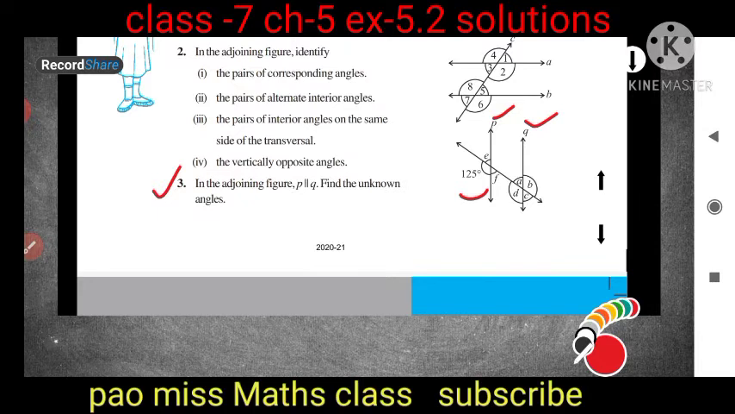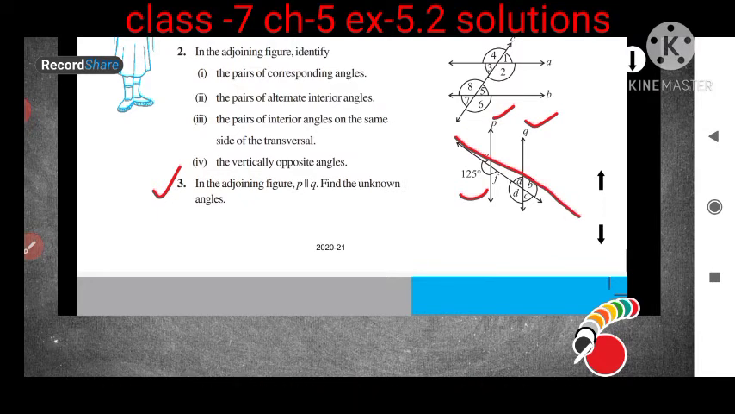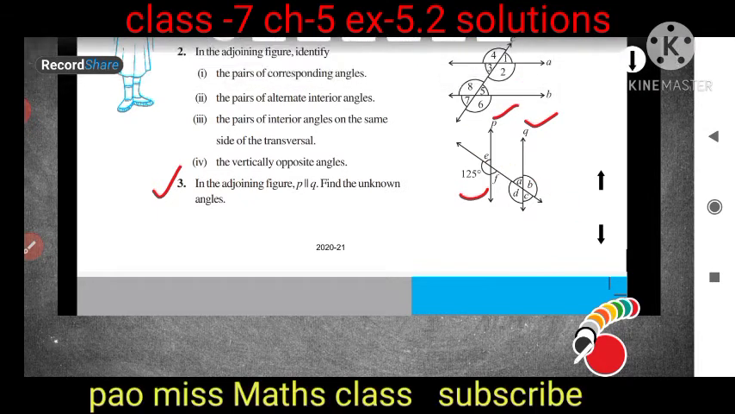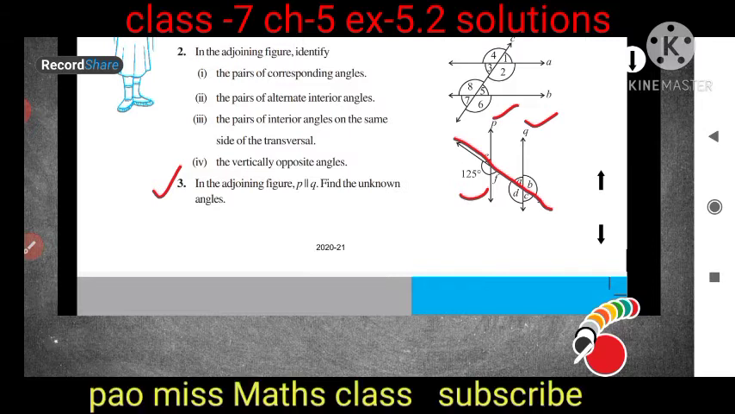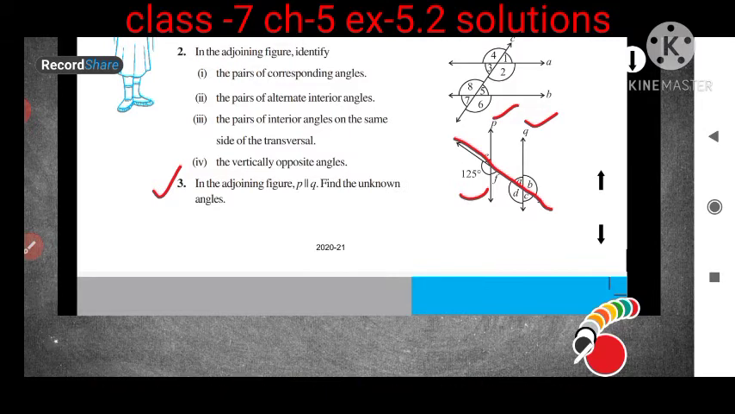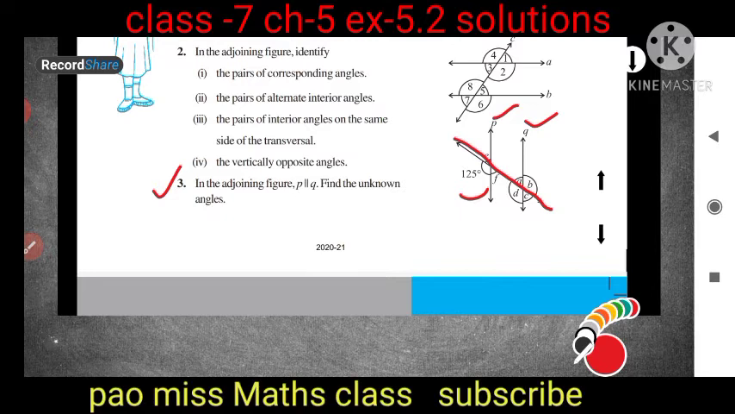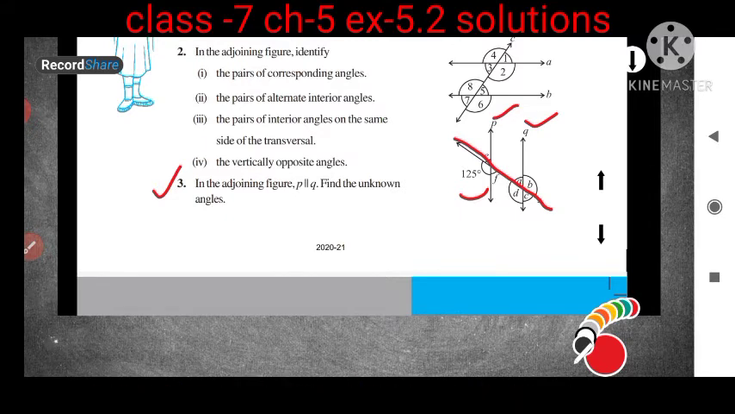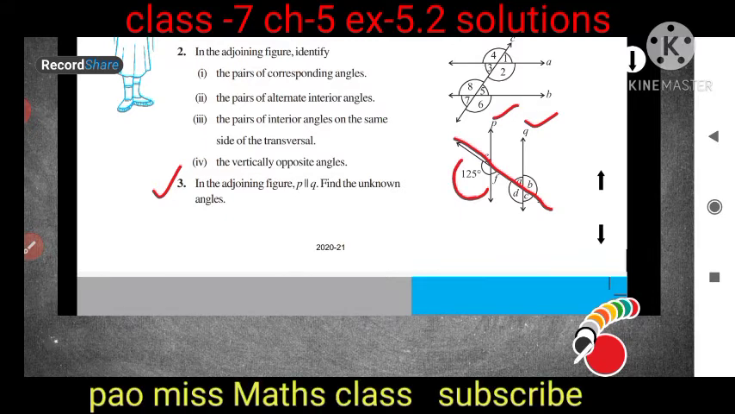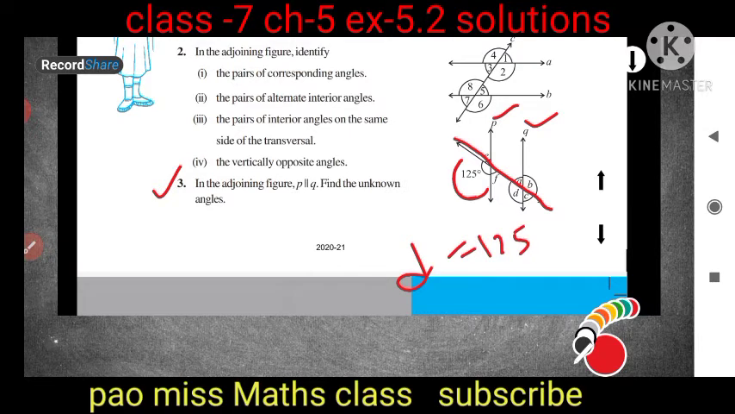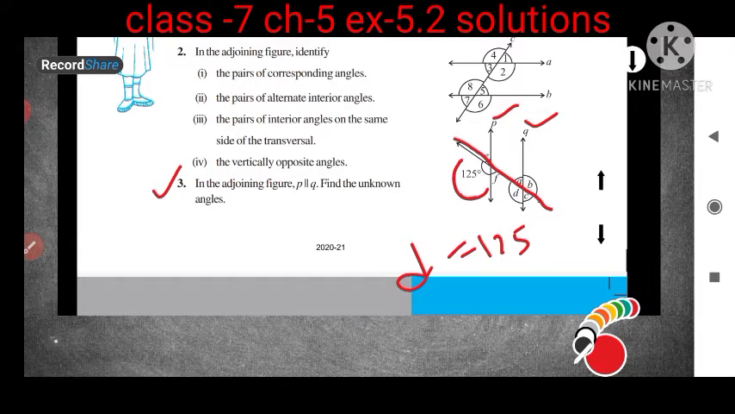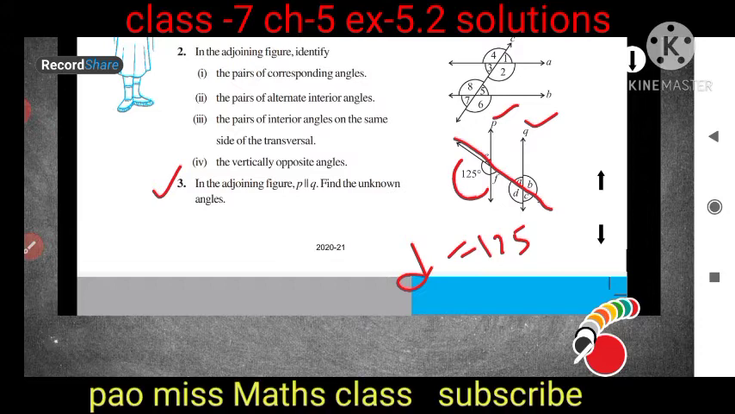Now you can see one transversal. This is one transversal. Sorry, my line is not straight. So this is one transversal. So if this is one transversal, then we will get what? Corresponding angle. We will get alternate angle, isn't it? So what is the corresponding angle of 125? Corresponding angle of 125 is what? D, isn't it? That means D will be equal to how much? 125 degrees, isn't it? D will be 125 degrees. Why? Corresponding angle. So in this way we will solve one by one.